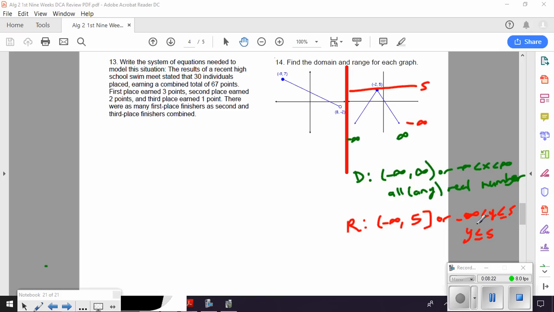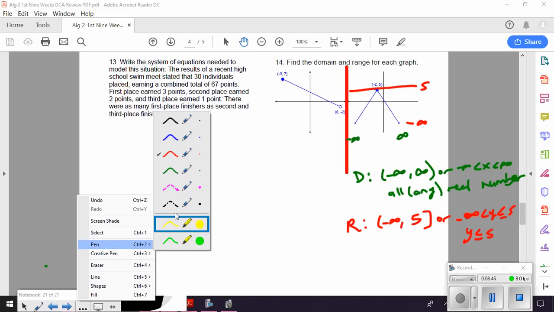So that covers everything less than 5. And those are usually the ways you would normally see the domain and range written for these particular graphs. Yes, there is set notation as well, but set notation is just using the fancy braces.